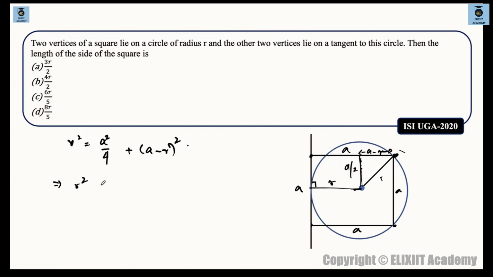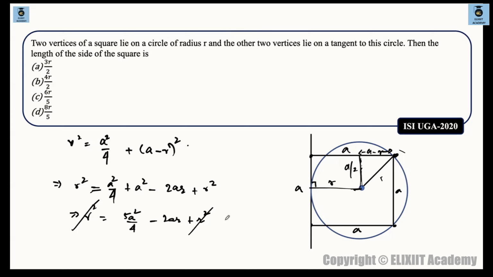So r square will be how much? r square will be a square by 4 and then plus a square minus 2ar plus r square. चलेगा? So this is actually 5a square by 4 minus 2ar plus r square. r square gets cancelled from both the sides, right? So you're left with 2ar is equal to 5a square by 4. a can't be 0, so a can be cancelled from both the sides. ठीक है, तो फाइनल में जाके क्या बचेगा? a will be 8r upon 5.